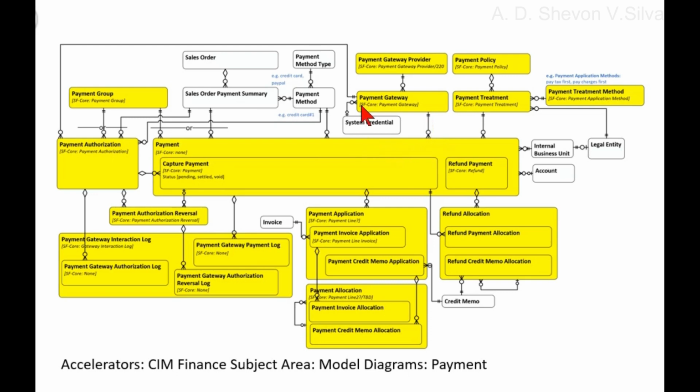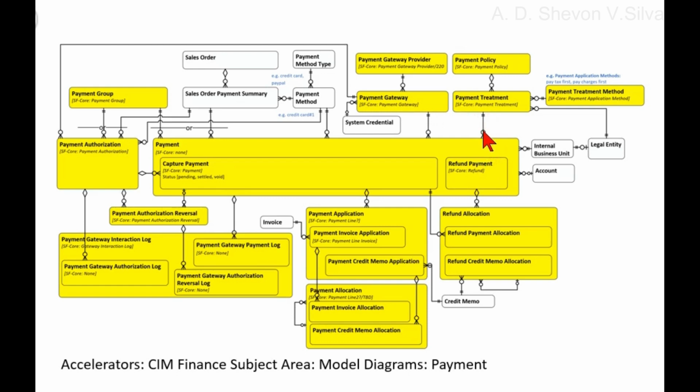Here the payment gateway has zero or one system credential, and system credential has zero or more payment gateways. And here the payment gateway has one and only one payment gateway provider, and payment gateway provider has zero or many payment gateways. And here the payment has one and only one payment treatment.